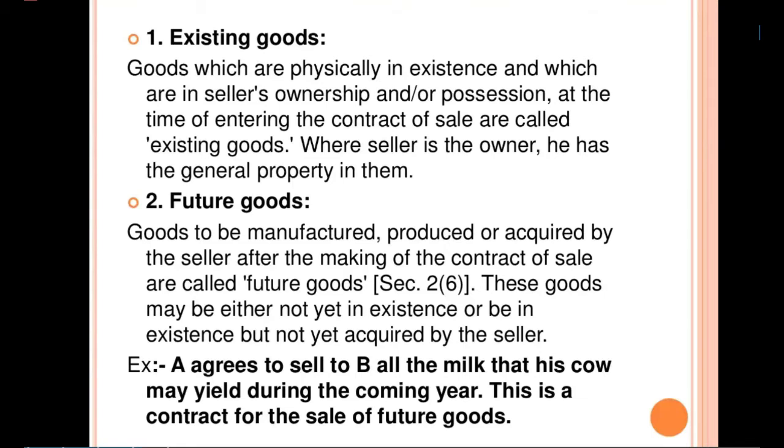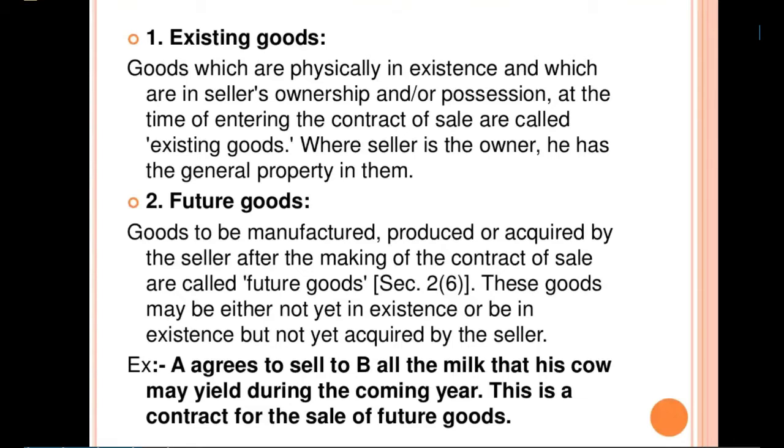So right now, if you want to purchase a car, before purchasing you have to put in an order. You have to give at least 5,000 or 10,000 or around 20,000 rupees to book your car. The company or the showroom will take your order once you pay some money for booking your car, and they will start to manufacture it. So that comes under future goods, goods to be manufactured or produced. Example: A agrees to sell to B all the milk that his cow may yield during the coming year. This is a contract of sale of future goods.